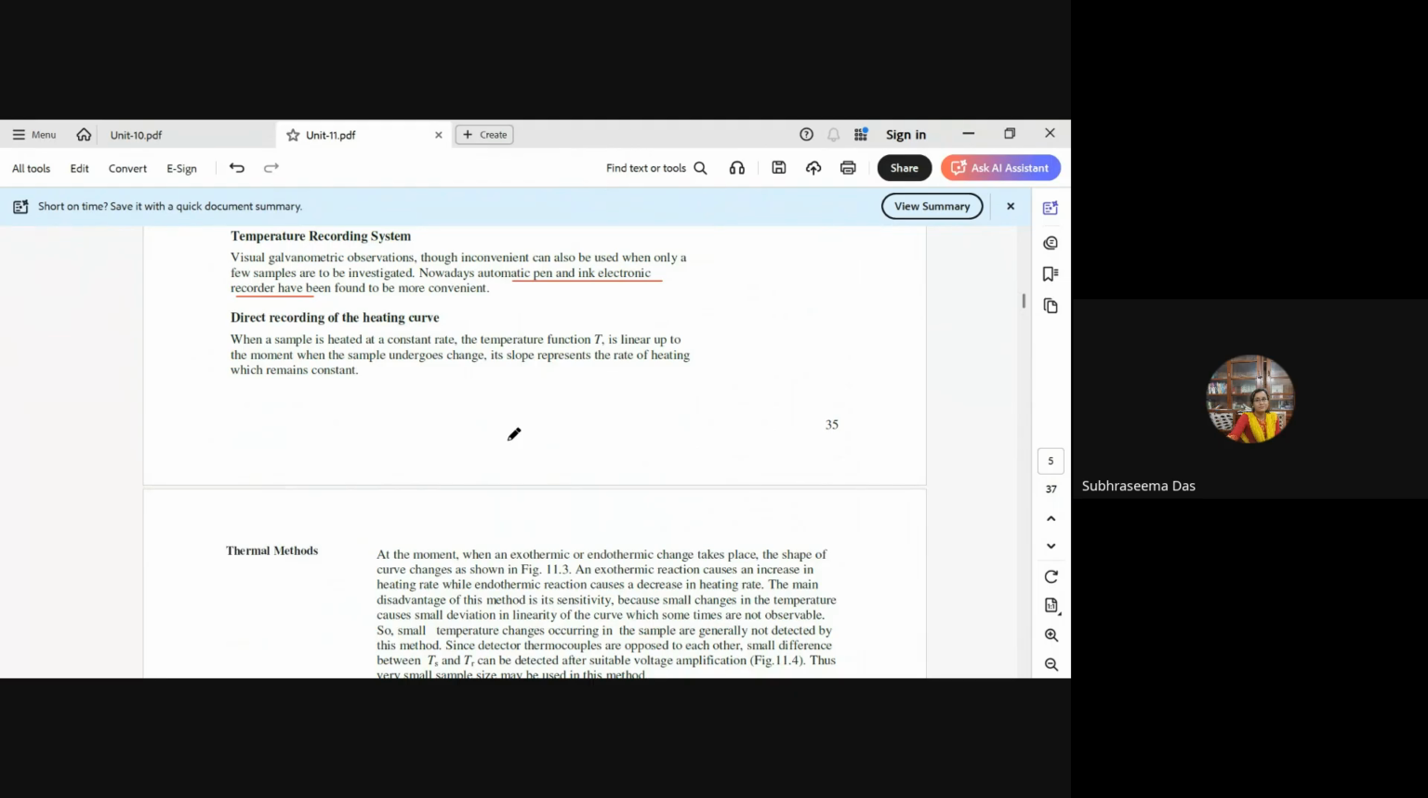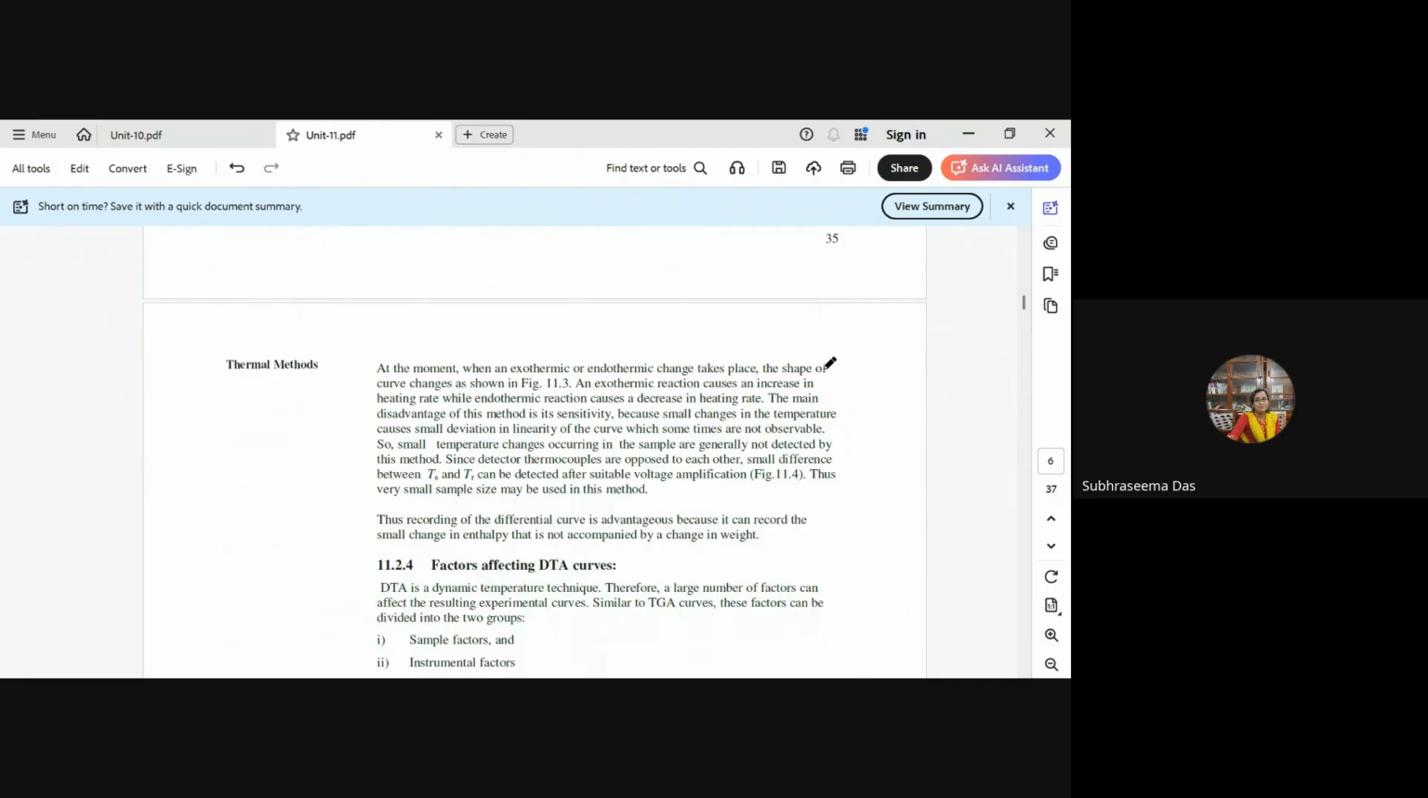When a sample is heated at a constant heating rate, the slope of the heating curve remains constant. At the moment when an exothermic or endothermic reaction takes place, the slope of the curve changes. An exothermic reaction causes an upward slope, and an endothermic reaction causes a decrease in the heating rate. These changes are detected by the detectors. These detector thermocouples are also very sensitive to measure minute changes in temperature.